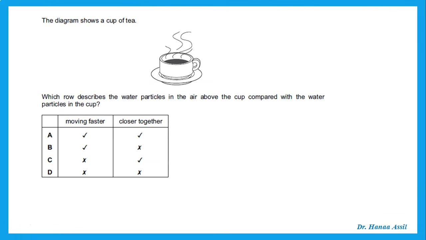The diagram shows a cup of tea. Which row describes the water particles in the air above the cup compared with the water particles in the cup? So he's comparing particles of a liquid to the particles of a gas. So what are we saying about the particles in the air? Is it moving faster? Yes, of course, the particles in a gas, we said, will move faster. What about closer together? Will the gas be closer together? No. So my answer would be B. Can you see that?